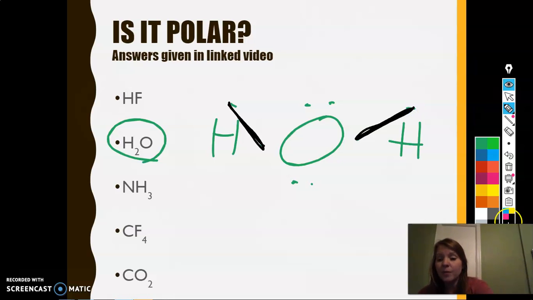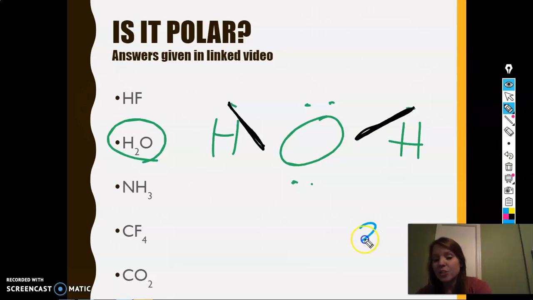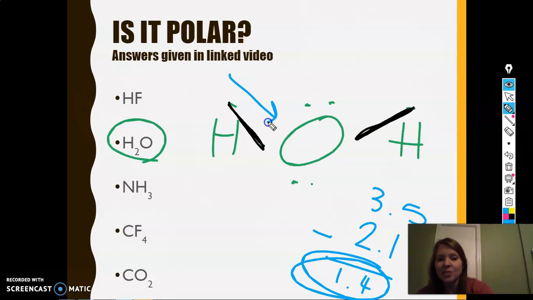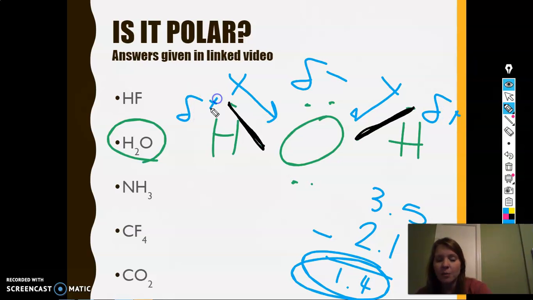Now we need to look at our electronegativity. Hydrogen's a 2.1, oxygen's a 3.5. Now when I look for my difference, it's a 1.4. Because my electronegativity difference is 1.4, my bond is going to be polar. Now, which way are we pulling? Which one is stronger? My oxygen's actually stronger, so it's going to be pushed in, which is going to cause my oxygen to be partially negative, leaving my hydrogens partially positive. Are you with me?